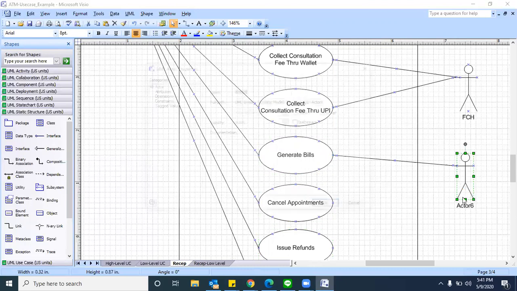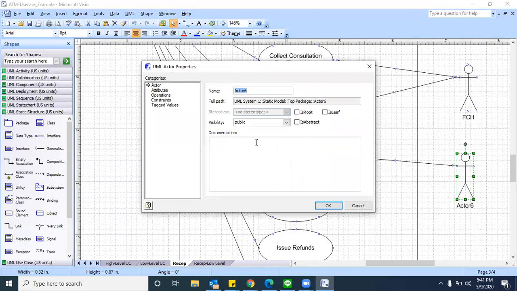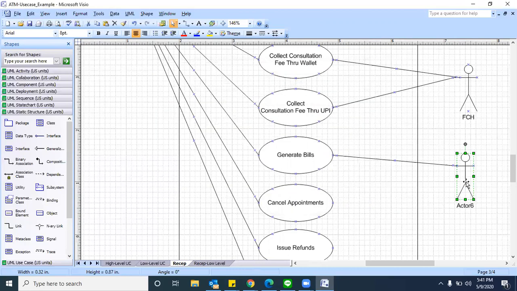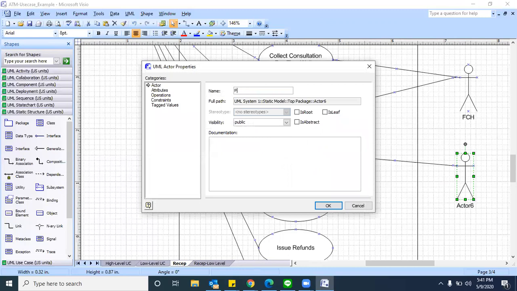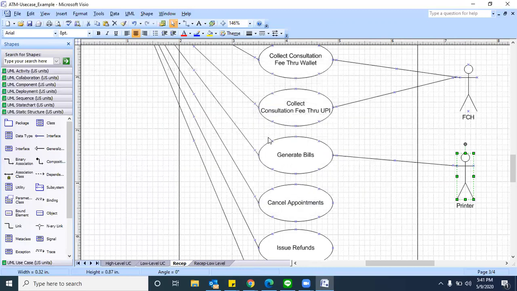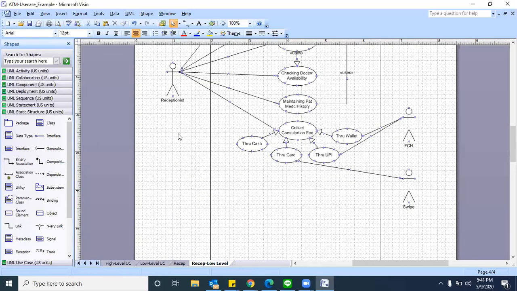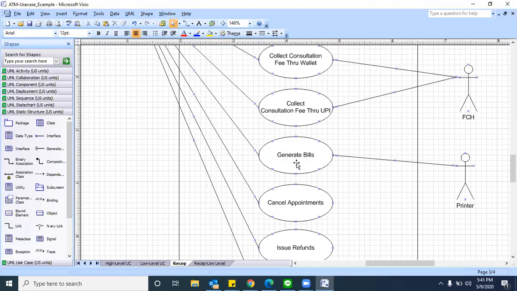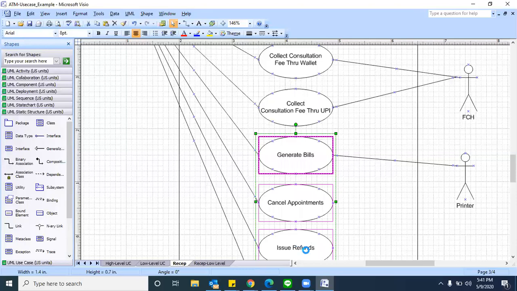We kept it here, we forgot it. Actor 6, what is this? For a printer, sir. Printer. Now again we'll take generate bills, cancel appointments, and issue refunds.